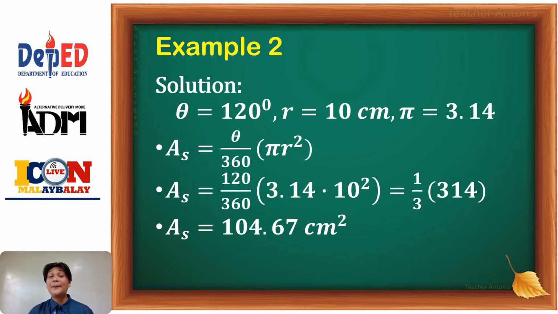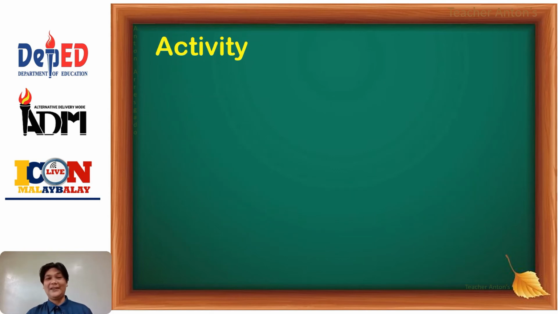So please check the calculations later, so please screenshot this portion of the video. So our final answer for example 2 is 104.67 centimeters squared, or square centimeters. Okay, I hope you get that. Let us proceed with the activity.